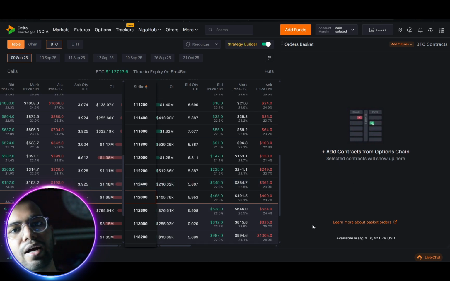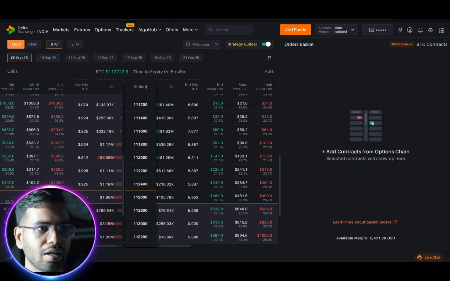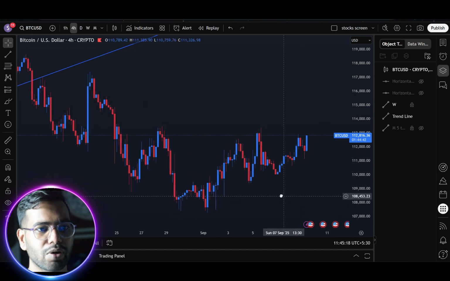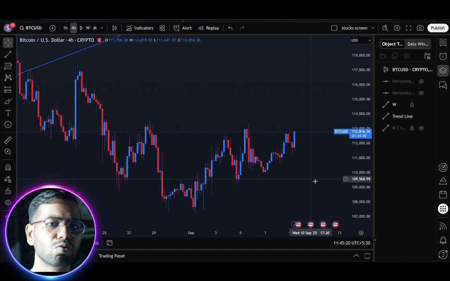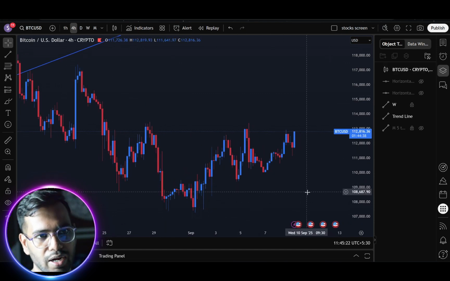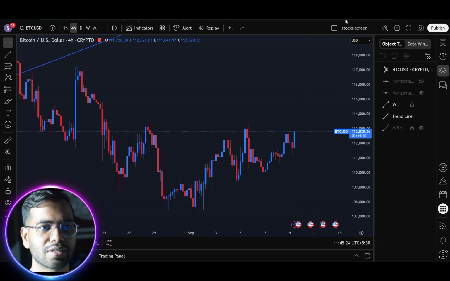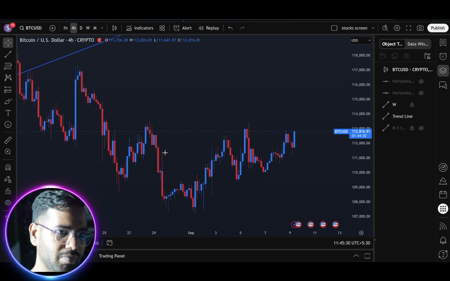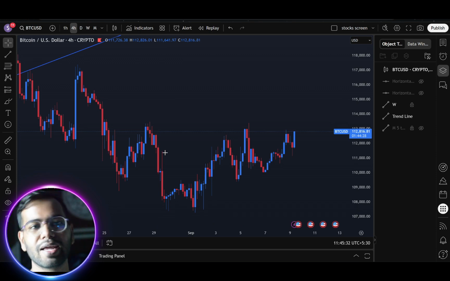Now I will start giving you an example of how to make a strangle by moving on to the Bitcoin chart. This is the Bitcoin chart, and I usually do my analysis on the 4 hour time frame. For example, if I want to do a strangle on the monthly expiry, what would be my analysis, and which call and which put option would I sell?